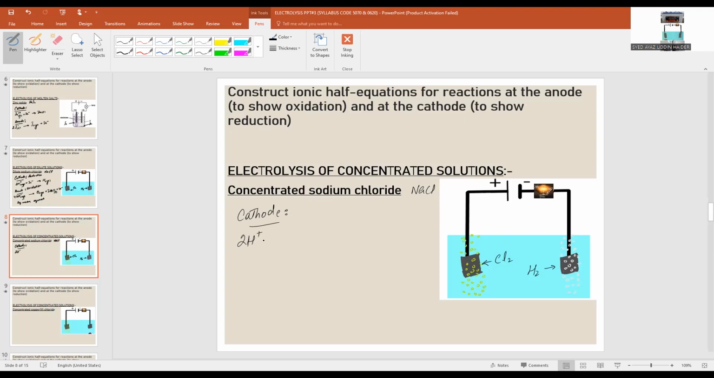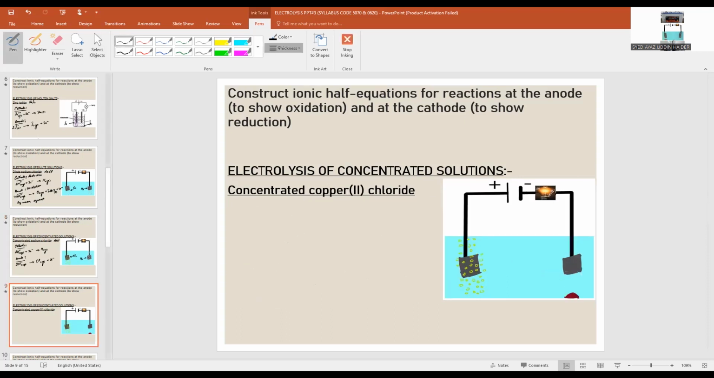2 H positive ions plus 2 electrons gives H2 gas. At the anode, 2 Cl negative aqueous gives Cl2 gas plus 2 electrons. We'll get yellow bubbles of chlorine gas at the anode and colorless, explosive bubbles of hydrogen gas at the cathode.